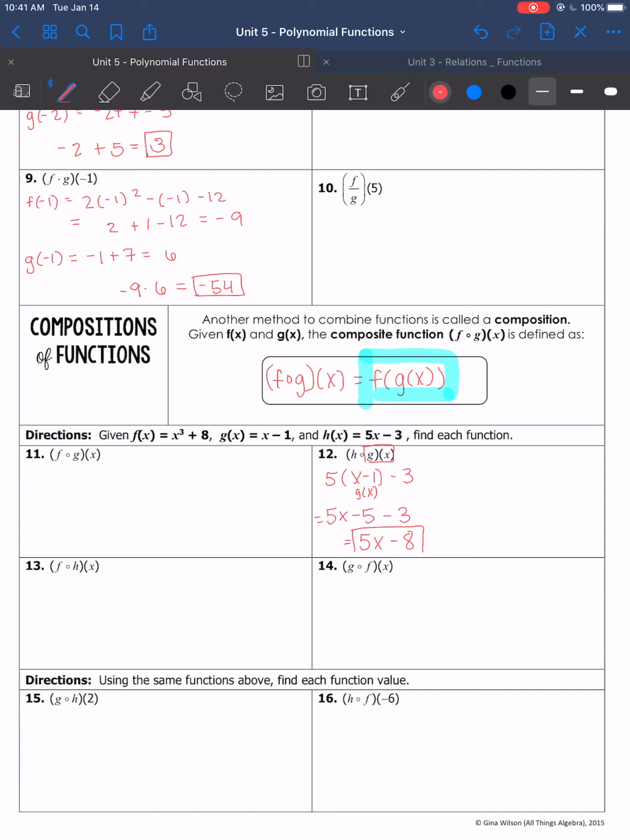And then if I wanted to do g composed of f of x, I'm going to plug in f of x into g. So I'm going to take x cubed plus 8 and plug it into g where I see the x, or all of the x's. In this case, there's just one. So I have x cubed plus 8, which is f of x, and then minus 1 because that's the part of g. So that would give me x cubed plus 7.